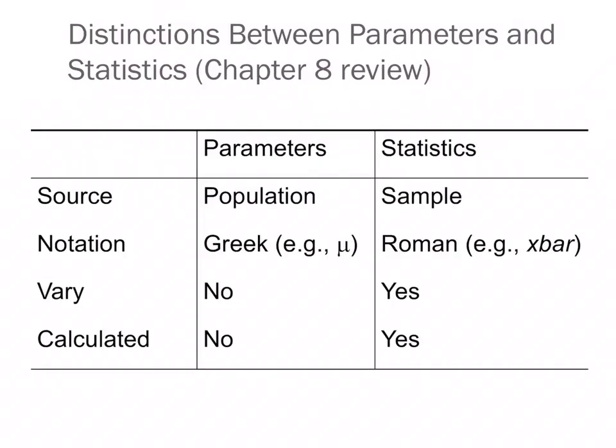So the distinction between parameters and statistics, the parameters, once again, is a population, which uses Greek notation, and then you have statistics, which draws its information from a sample and uses Roman characteristics, i.e. x bar. The statistics can vary and it's calculated, yes, but from the parameters, you cannot.